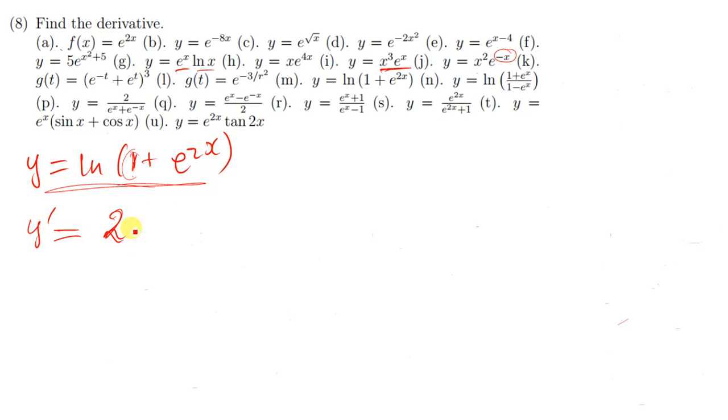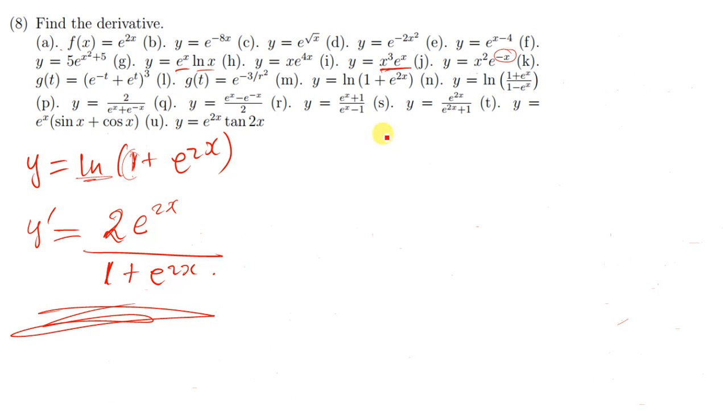Then times the original function, which is e to the power 2x, then everything divided by the original function, since it's a ln function, which is 1 plus e to the power 2x. So this is the solution. That's why I'm saying the remaining questions are very simple.